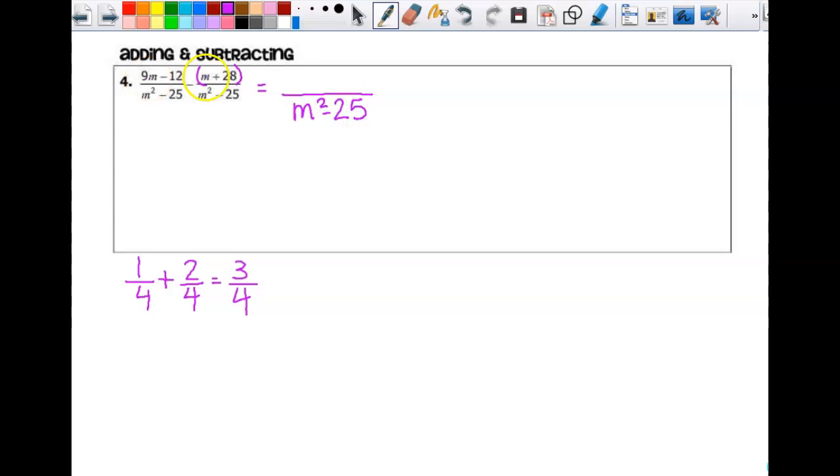So then I have 9m minus m, which is 8m. And negative 12 minus 28 is what? Negative 40. Right? So then I can factor. In the numerator, I get 8 times m minus 5. This is a difference of squares, so it's m plus 5 times m minus 5. Then I can cancel those out, and I'm left with 8 over m plus 5.